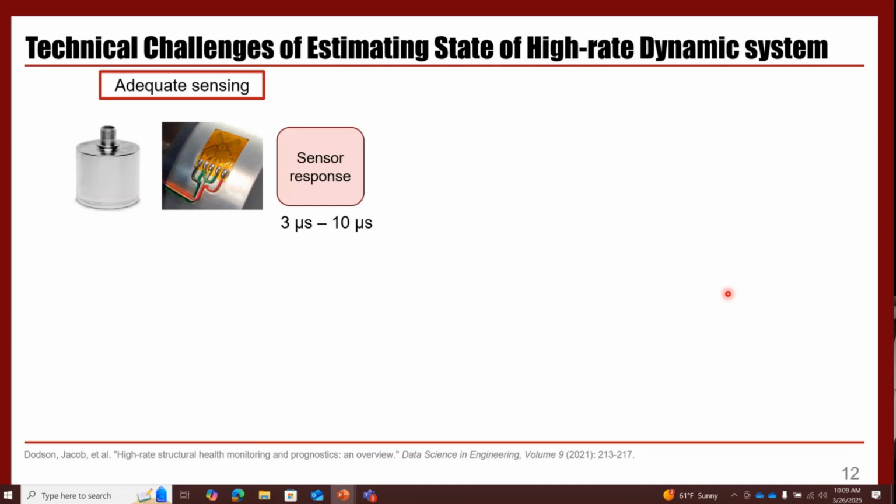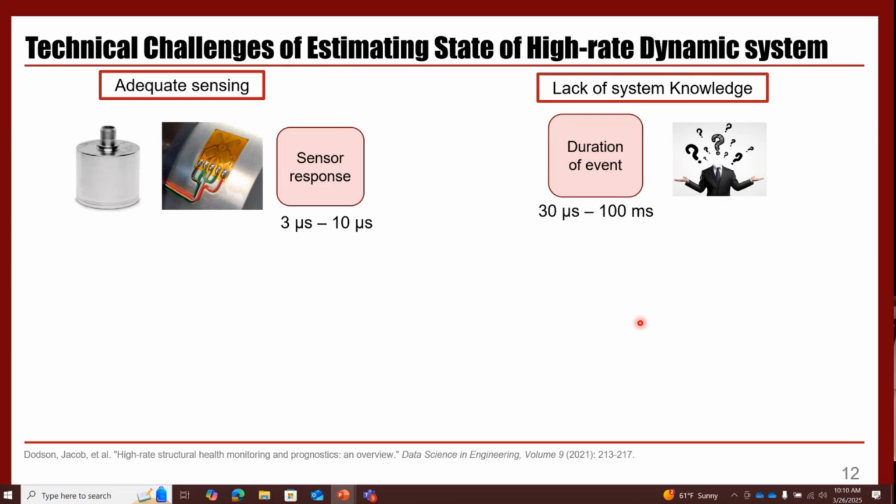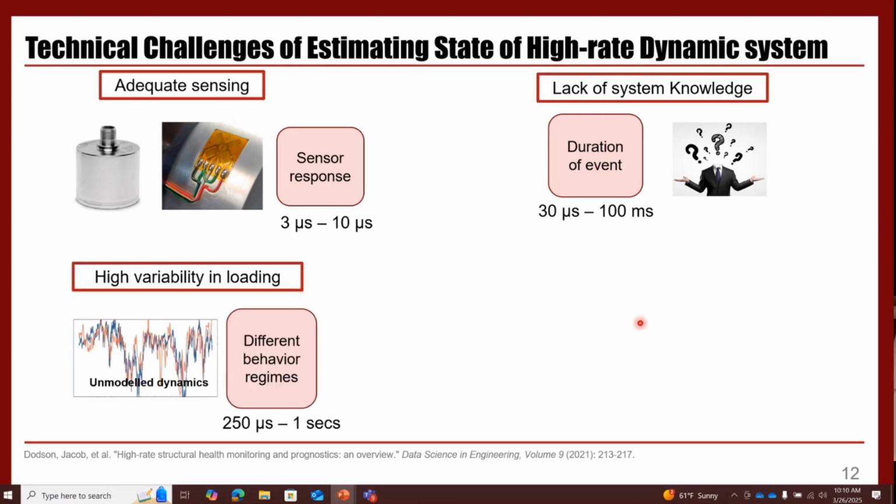Now, the problem statement: it's kind of difficult to track high rate dynamic events. One of the challenges of tracking them is inadequate sensing. There are not enough sensors available to track the systems, and also a lack of system knowledge. Many researchers don't know about these events, so it can be difficult to track them because of lack of experience and knowledge, as well as high variability in loading.